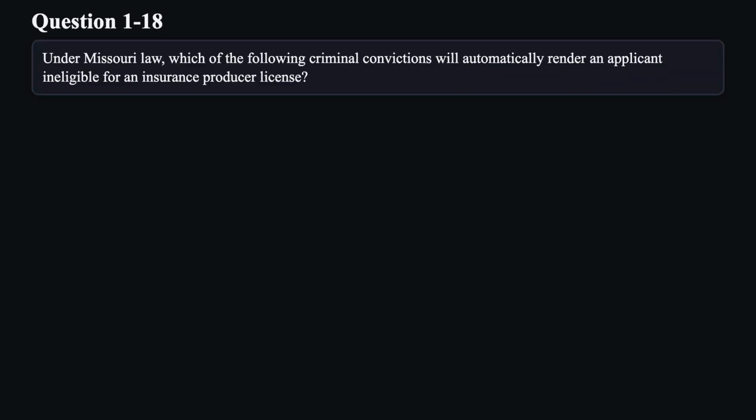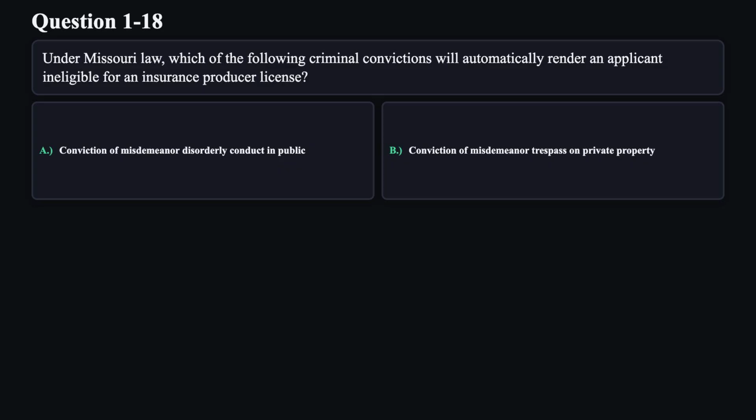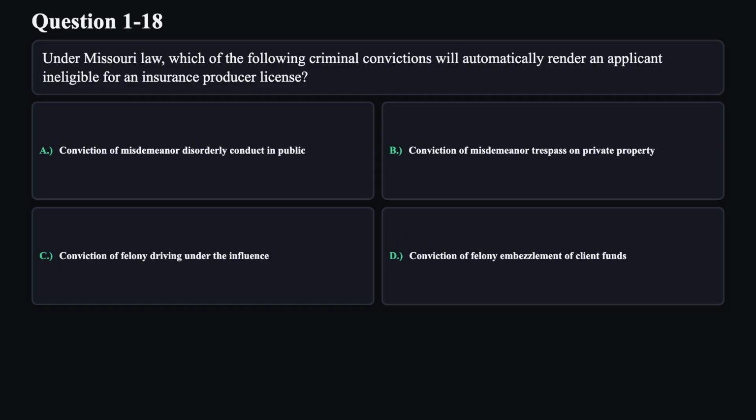Question 18. Under Missouri law, which of the following criminal convictions will automatically render an applicant ineligible for an insurance producer license? A. Conviction of misdemeanor disorderly conduct in public. B. Conviction of misdemeanor trespass on private property. C. Conviction of felony driving under the influence. D. Conviction of felony embezzlement of client funds.